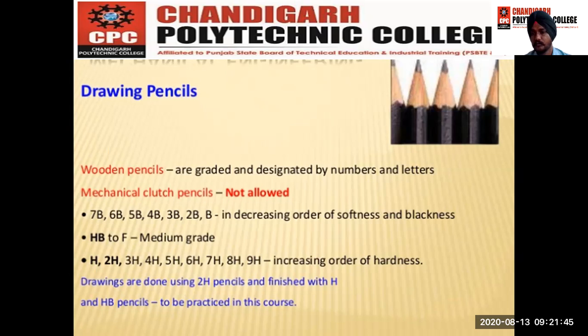You can use HB, H, 2H pencils for drawing, because we will draw different lines of the drawing with the help of different pencils. You will do the drawing using a 2H pencil and finish with an H pencil. For dimensioning, for extension lines, for lateral lines, you will use a different kind of pencil. For the object line, you will use a dark pencil, so you can use an H pencil or HB pencil. This is medium grade.